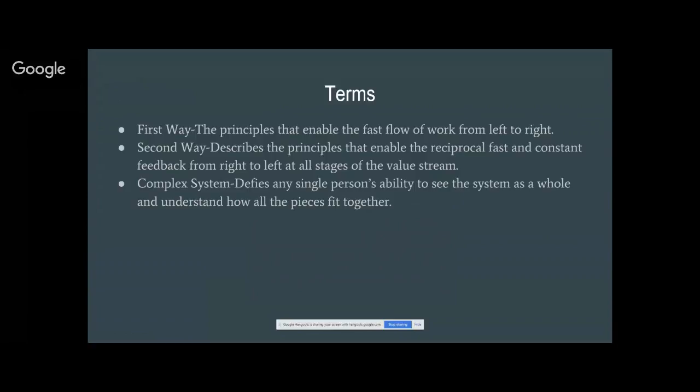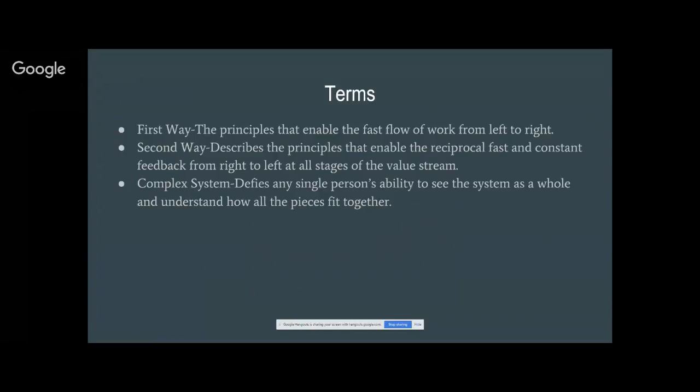First way, just as a reminder, it's the principle that enables a fast flow of work from left to right. Then the second way is essentially completing that loop. It continues on with fast flow of information from left to right, but then it also includes the flow of information from right to left, and as it says, feedback from right to left at all stages of the value stream. So we have a complete loop here.